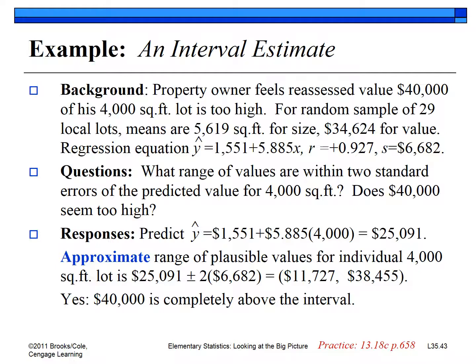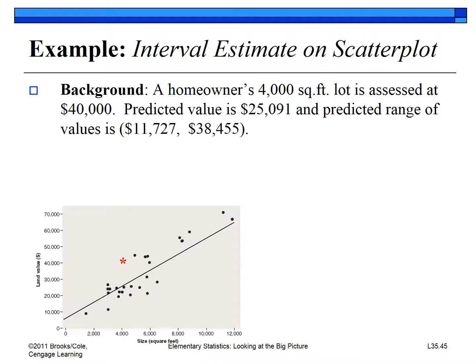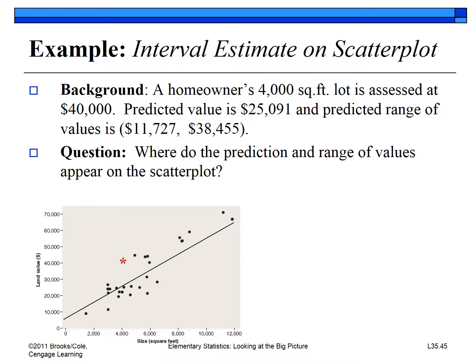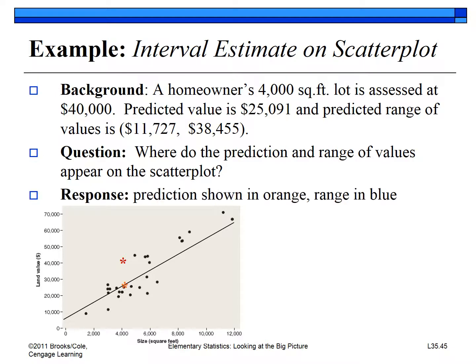So I'm a little worried. I think our property value has been assessed too high. So here's our scatter plot again with the line. The red star is our property owner's property. If we wanted to, we could go on the scatter plot and actually plot the prediction and the range of values that we just talked about.